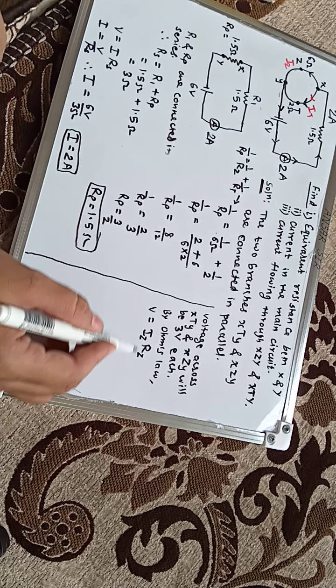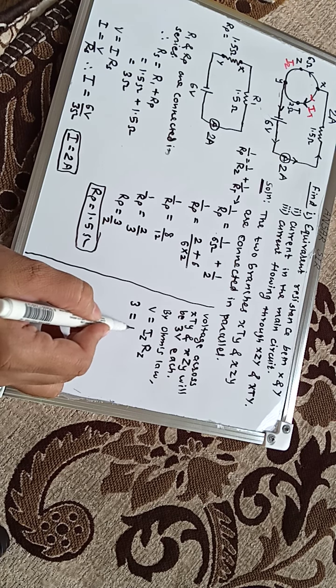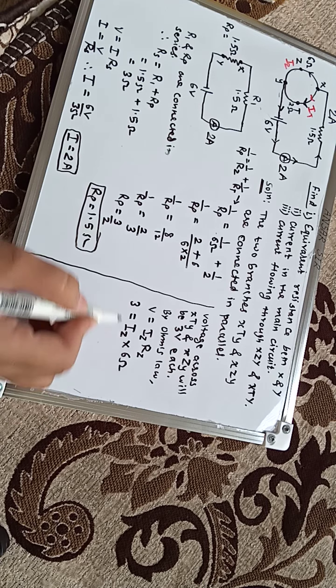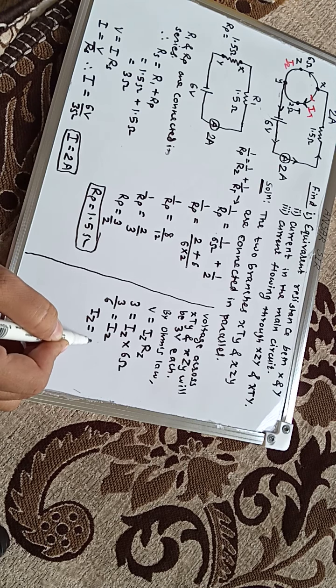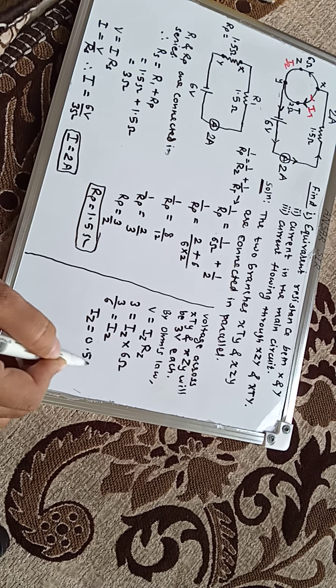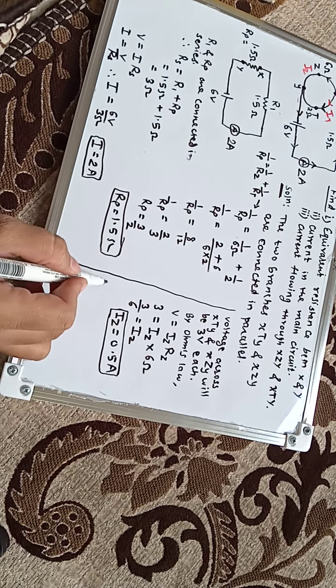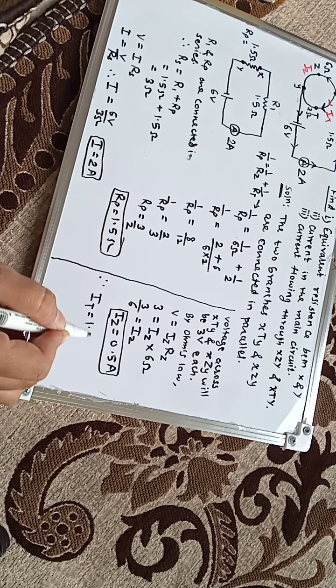So V is equal to IZ RZ. How much is voltage? 3 volt. And IZ we have to find. How much is RZ? 6 ohm. So it will be 3 by 6 is equal to IZ. So IZ will be 0.5 amperes. So how much current will flow through the 6 ohm resistance? 0.5 amperes. Therefore, IT will be 1.5 amperes.